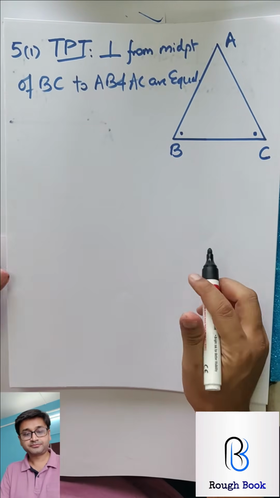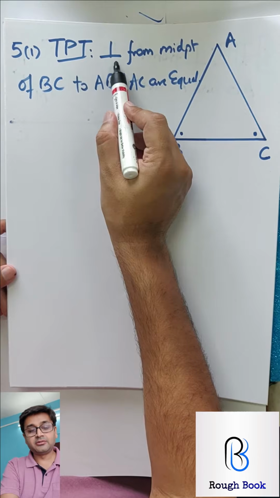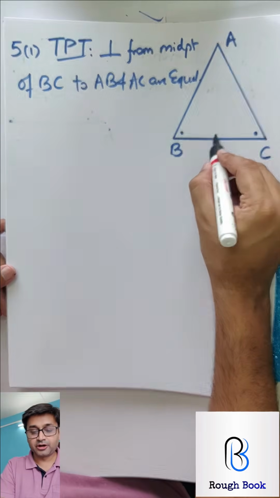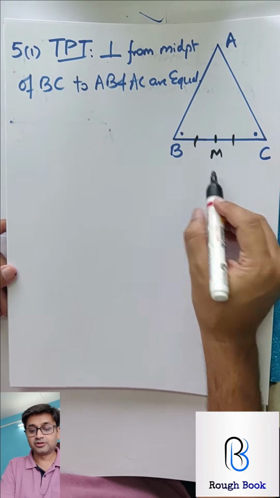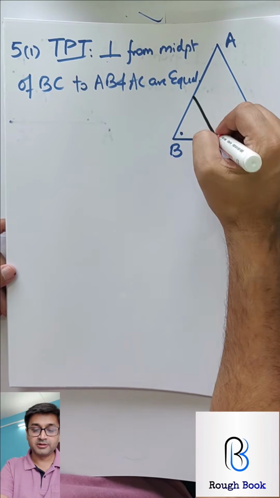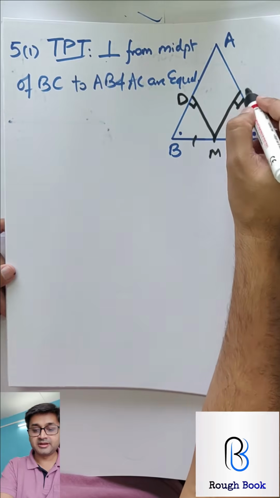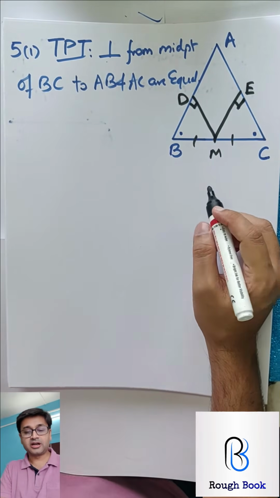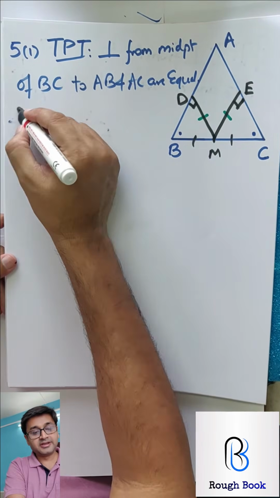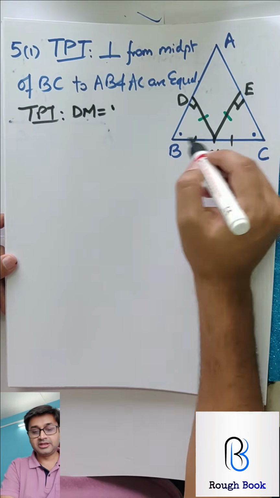Sum number 5. First they have given you that angle B is equal to angle C. Prove that, TPT, that is, to prove that the perpendiculars from the midpoint of BC. So midpoint of BC, let's consider M the midpoint. So immediately put marks. Perpendiculars from the midpoint of BC to AB and AC. So perpendicular to AB, perpendicular to AC. So these two are perpendiculars. Let's name them D and E, and they are equal. It means your target is to prove that DM is equal to EM. That's what your target is.